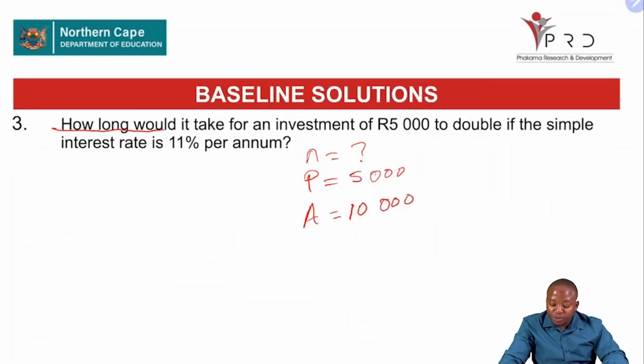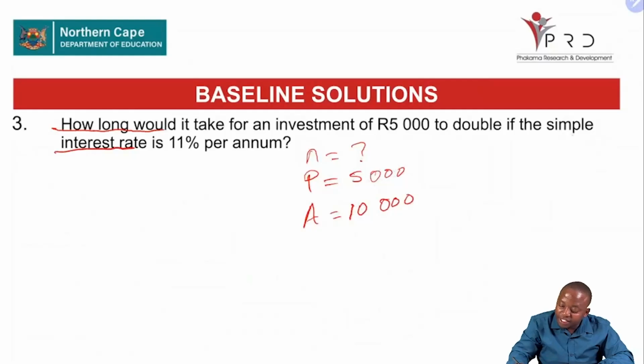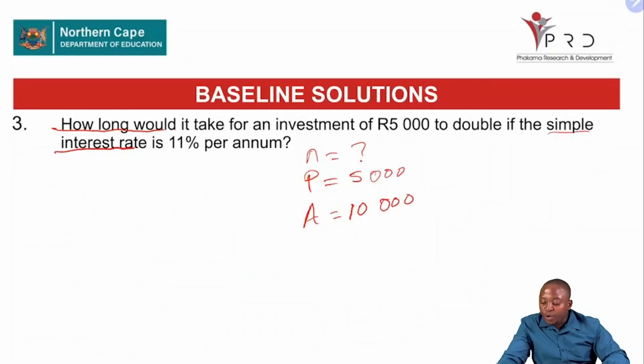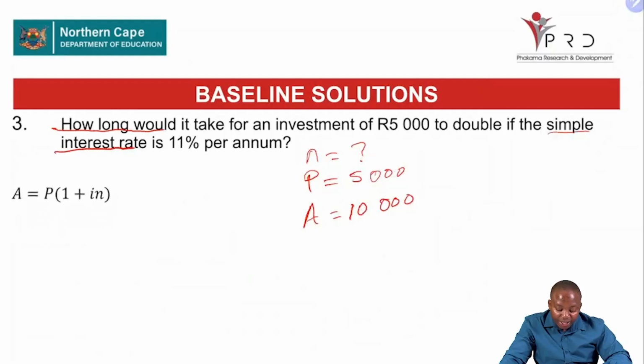Now we proceed. The question says simple interest, so they are giving us a clue which formula we are using, or with which method this amount is invested. The simple interest rate is 11% per annum. So we must first quote the simple interest formula, which is A equals P open bracket 1 plus iN.